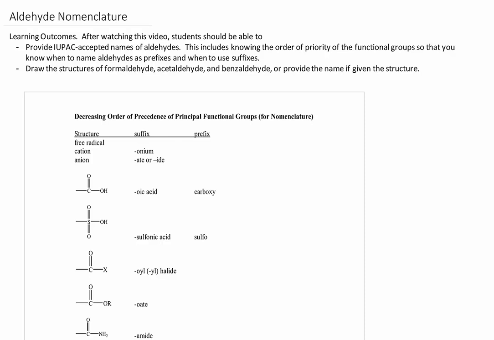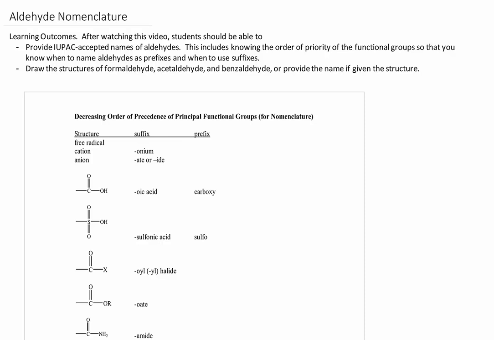In this video, I'd like to introduce aldehyde nomenclature. After watching the video, you should be able to provide IUPAC accepted names for aldehydes. This is going to include knowing the priority of various functional groups so that you know whether to name the aldehyde as a prefix when it's a lower priority functional group or as a suffix when it's a higher priority functional group. You should also be able to draw the structures of formaldehyde, acetaldehyde, and benzaldehyde, or give the name if provided the structures.